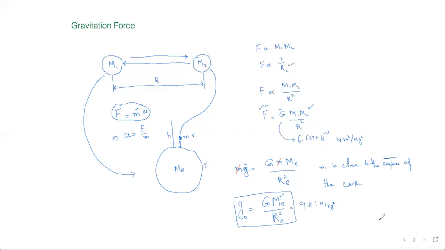So in that case, our situation is like this: this is Earth, and our object is the small mass that in our previous example we considered close to the Earth, and now it is at some height h, and the radius of Earth is RE. Then the distance between the centers of these objects is RE plus h, isn't it?